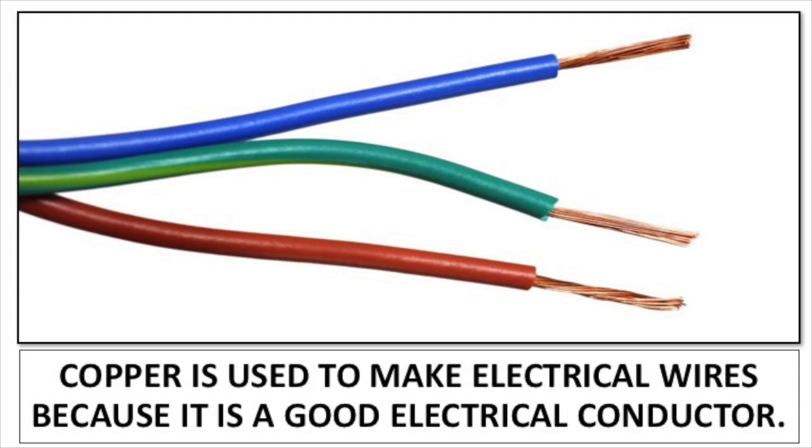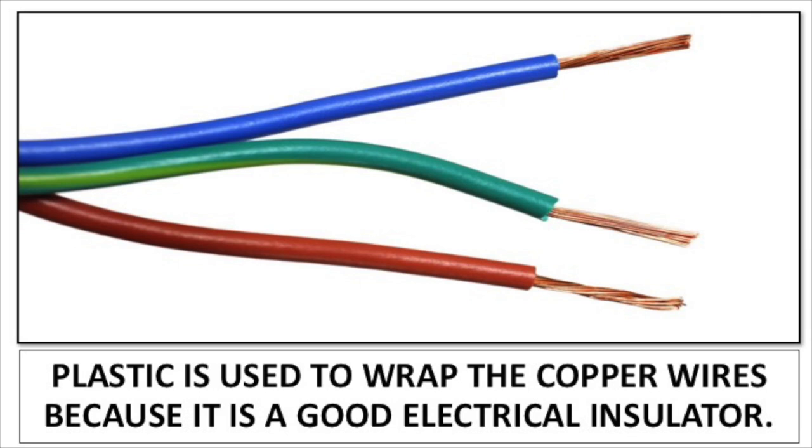But then on the outside of the wires, plastic is used to wrap the copper wires because it is a good electrical insulator. Now what that means is if we just have the copper wires with the electricity, if we try to touch them, we would get electric shock. That's dangerous. So we have to put plastic coating on the outside of the copper to protect us. Because now, if I try to touch the wire, I don't get the shock because plastic is a good insulator. If we touch the metal, we get the shock, but the plastic protects us. So different materials, different uses.